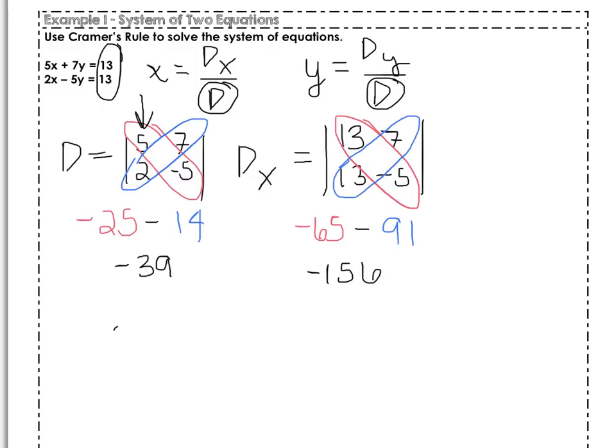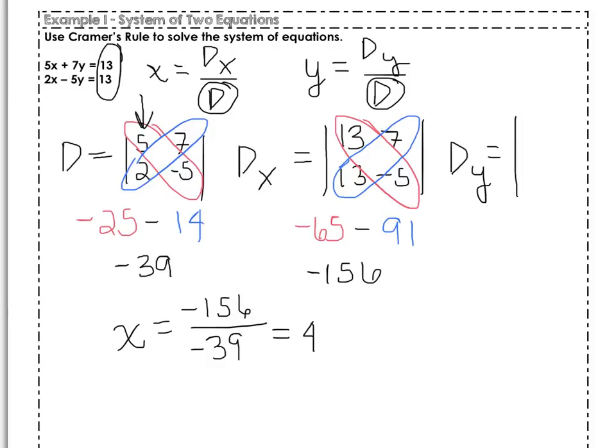To calculate x, we're going to take this determinant Dx, negative 156, and divide by negative 39. Negative 156 divided by negative 39 equals 4. Now we're going to solve for determinant Dy. For x, we replaced the x coefficient column. For y, we're going to replace the y coefficient column with our solutions. So the coefficients for x are now again a part of our determinant, and our solutions, 13 and 13, will fill in the y coefficient column.